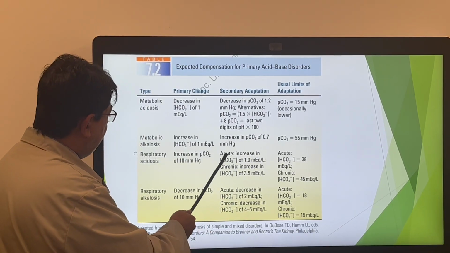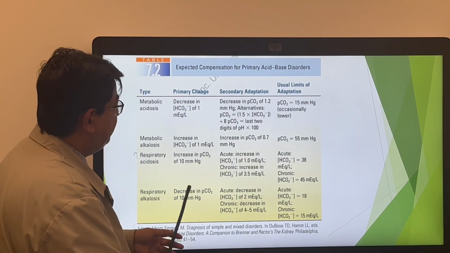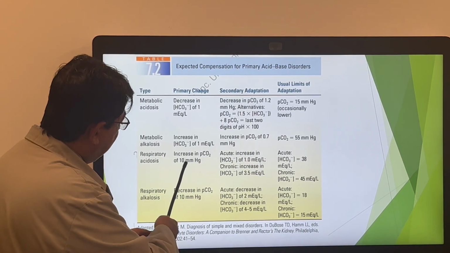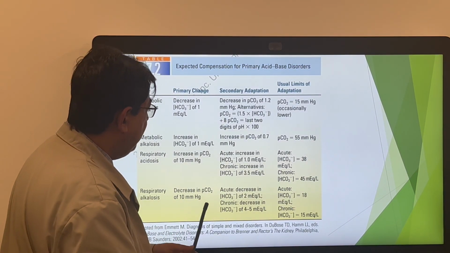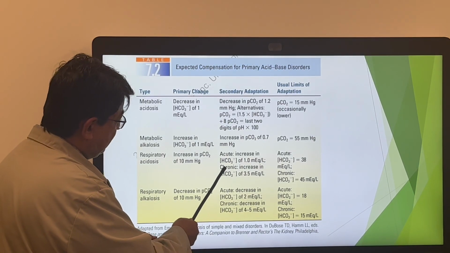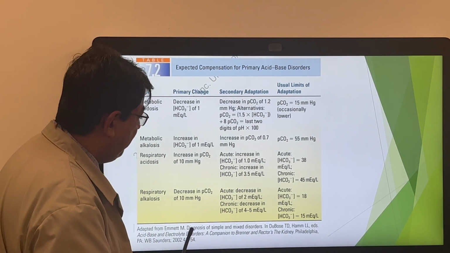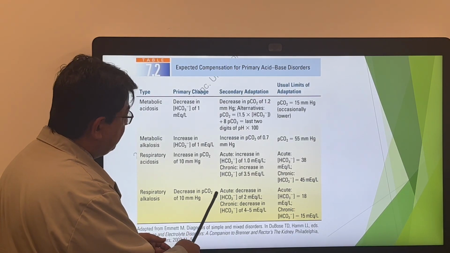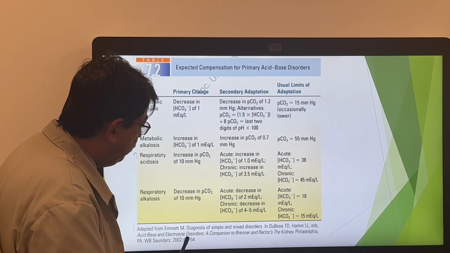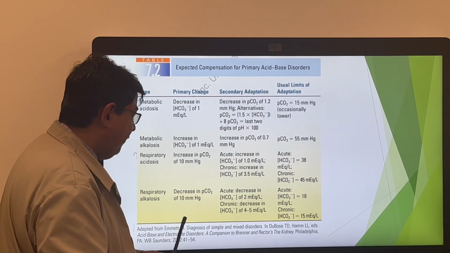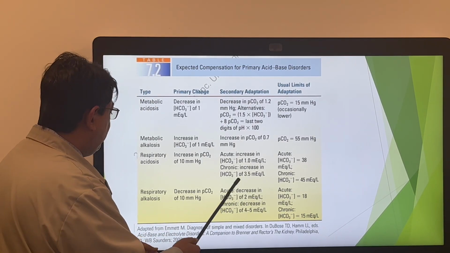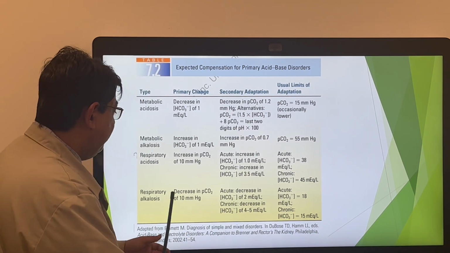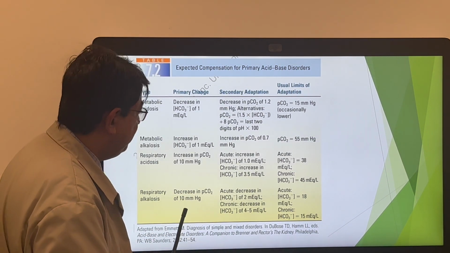So in acute respiratory acidosis, you expect an increase in bicarb of 1 milliequivalent per 10 millimeters of mercury of PCO2, versus in chronic respiratory acidosis, you expect an increase of about 3.5. And then in acute respiratory alkalosis, you expect a decrease of 2 milliequivalents per 10 millimeters of mercury of PCO2, whereas in chronic respiratory alkalosis, it's 4 to 5 milliequivalents per 10 millimeters of mercury of PCO2. Next slide.